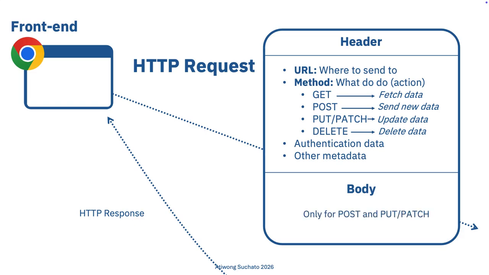Then we have the body. The body is where we can put data that we want to send along with the request. In the simple cases that we will work with, we mainly need a body when using post or put/patch, because those operations need to send new or updated data to the backend.